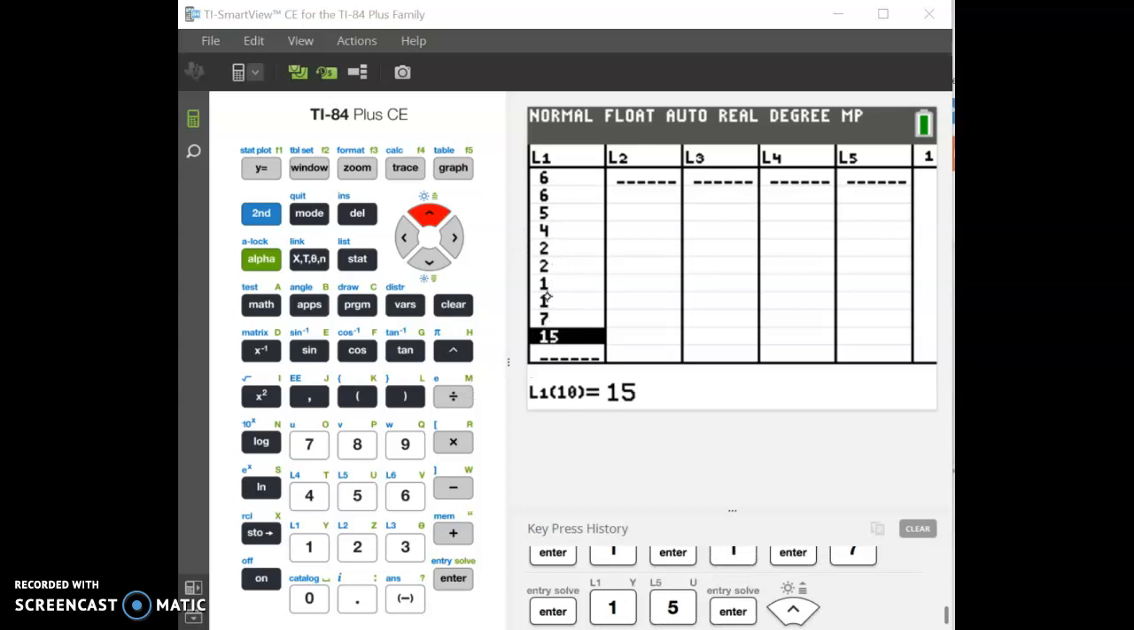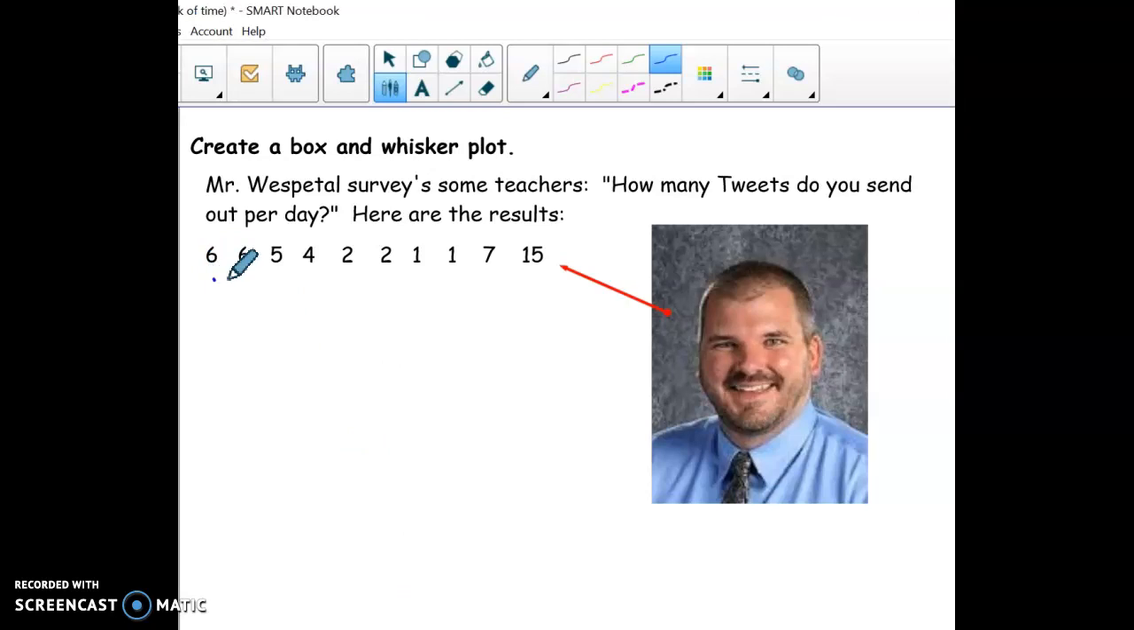As a sanity check, because sometimes students will miss one number, you can see list 1 position 10 is 15. So we should have had 10 numbers. So I can always go back and check 1, 2, 3, 4, 5, 6, 7, 8, 9, 10. So that means I probably got it right. If you forgot one, the count would be off. So anyways, you got them all in there.